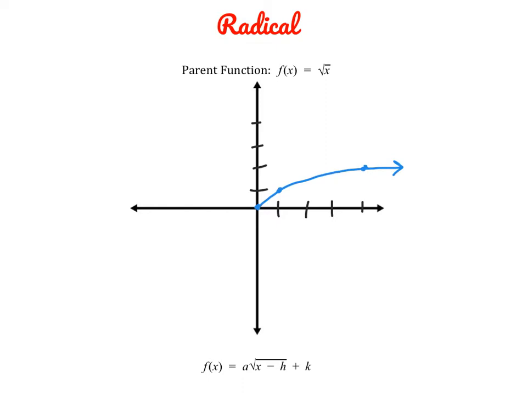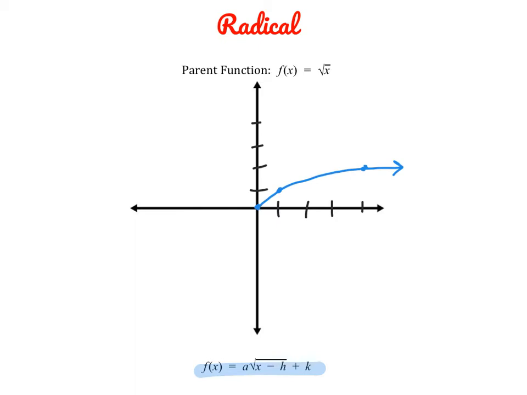Now, of course, if there was some sort of horizontal or vertical transformation, you could end up with a graph to the left or below. So below the graph, you will also see the transformation form of any radical function. Now, this is for square root.